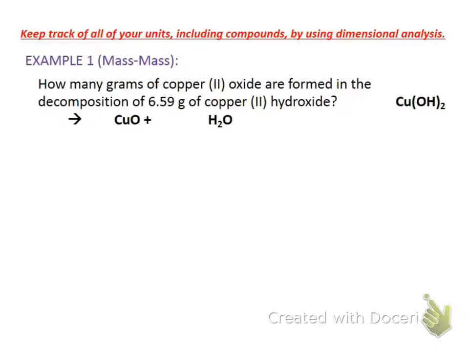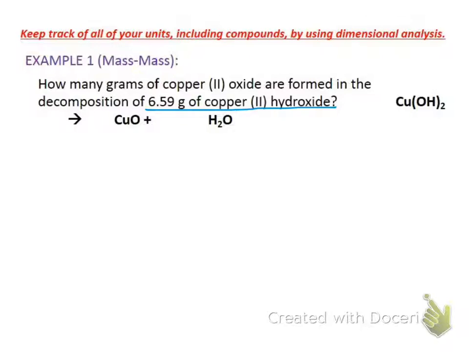All right, so first of all, this is going to be a mass to mass, meaning we're going to start with grams and go to grams. This is going to be very important that you keep track of your units, and this is going to be a big dimensional analysis problem. Okay, so let's read the problem. We want to know how many grams of copper 2 oxide are formed from 6.59 grams of copper 2 hydroxide.